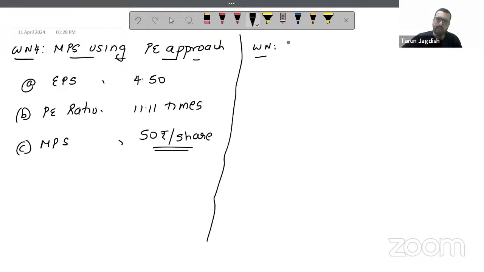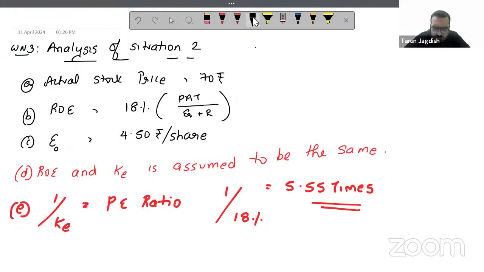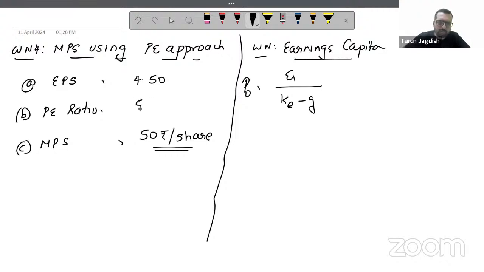Last one, they want you to find out the answer using the earnings capitalization method. What is the formula for the earnings capitalization method? PE ratio, no, sir, 5.55. PE is 5.56. Oh, I took a wrong PE ratio. So sorry. I don't know from where that number came in my mind. So I think you'll get the number as 25 rupees per share in that case, correct? Yes, sir. Correct? All right.